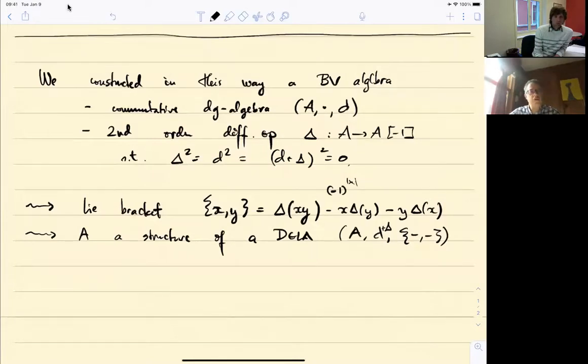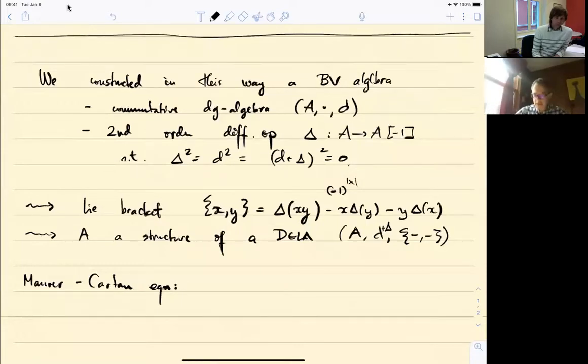Whenever you see a DGLA, the very first thing that should cross your mind is, now you want to solve the Maurer-Cartan equation. Probably the only differential equation that I know, being an algebraist. And it's the following differential equation: d plus delta x plus 1/2 x bracket x equals 0.